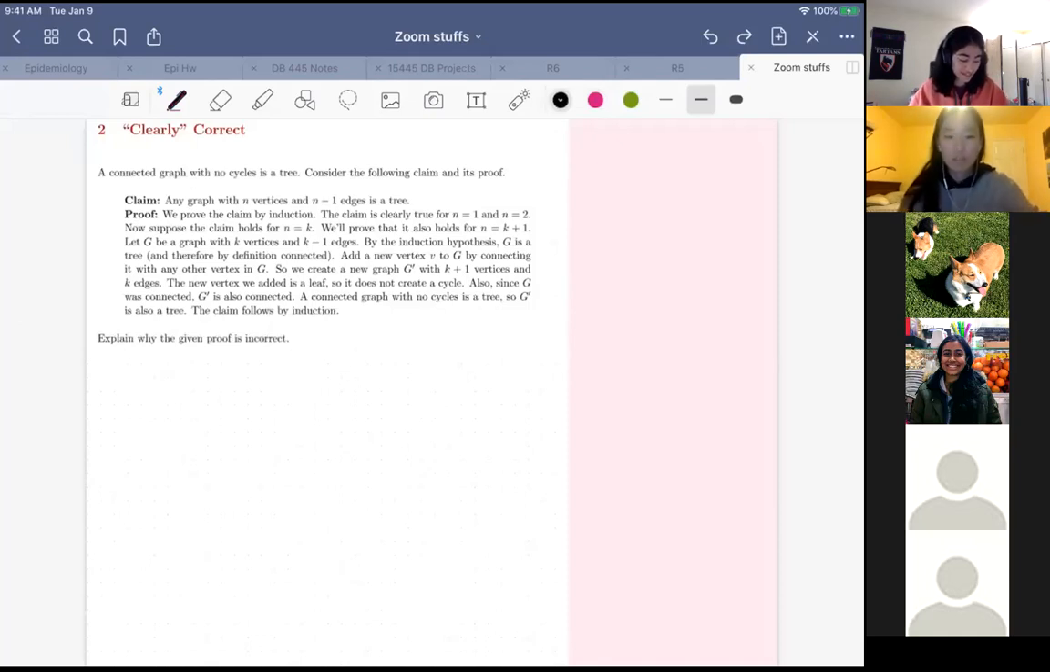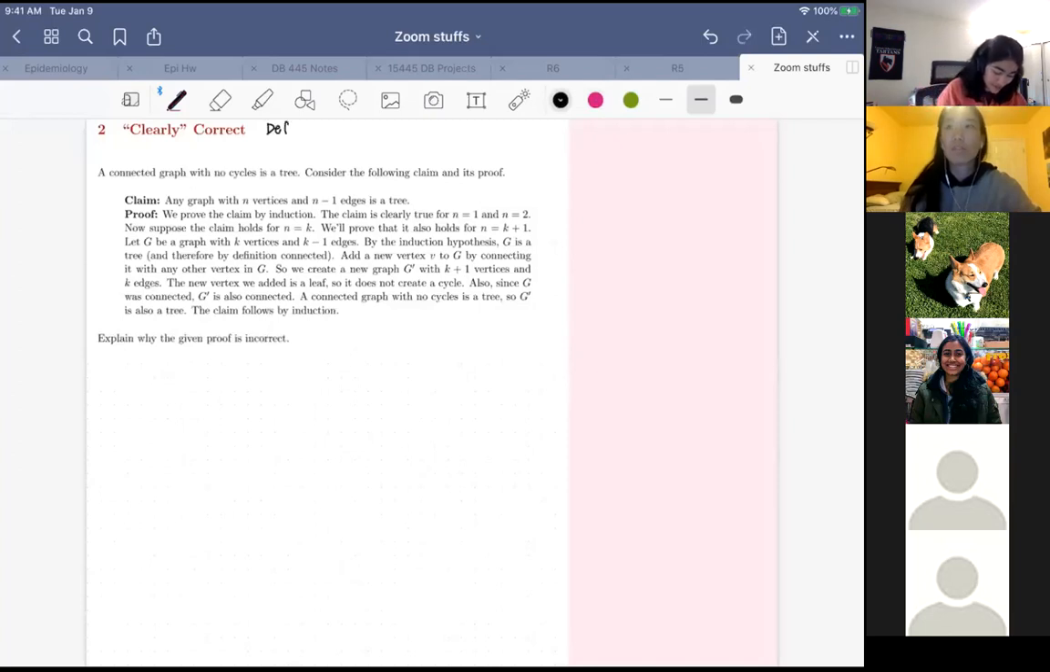So the first thing is: is this problem clearly correct? It says that a connected graph with no cycles is a tree. Consider the following claim and proof that any graph with n vertices and n minus 1 edges is a tree. So before we get into the proof, let's go over what this is actually saying.